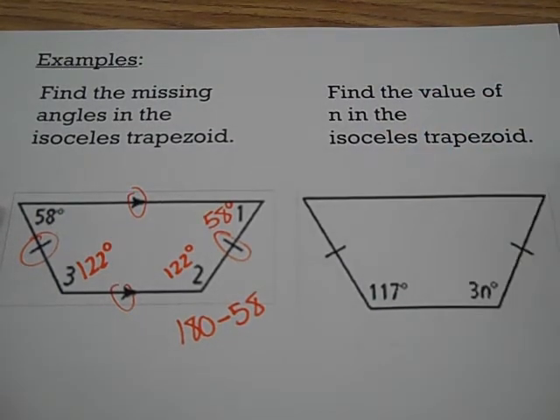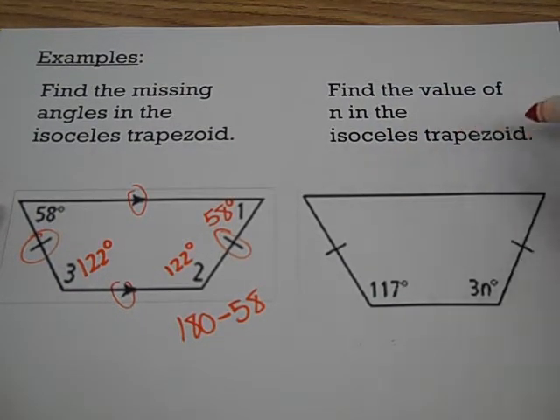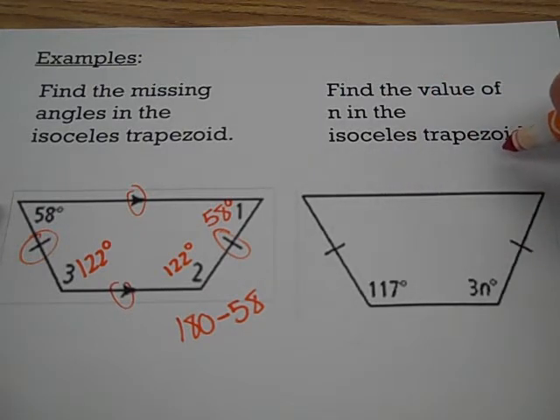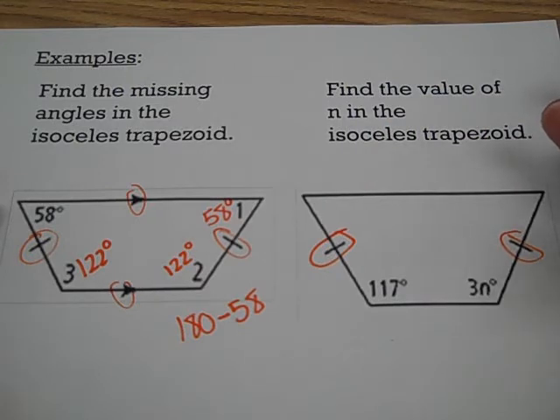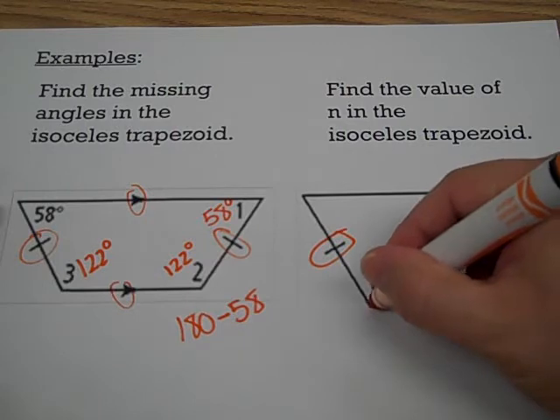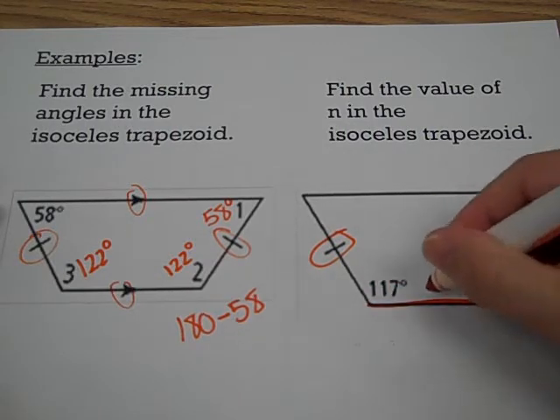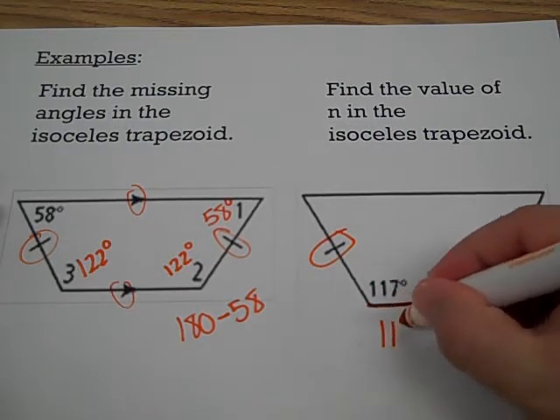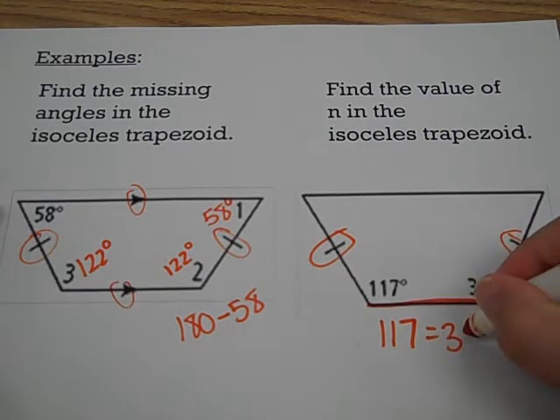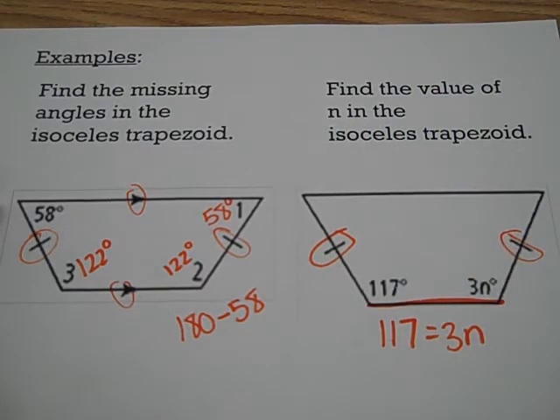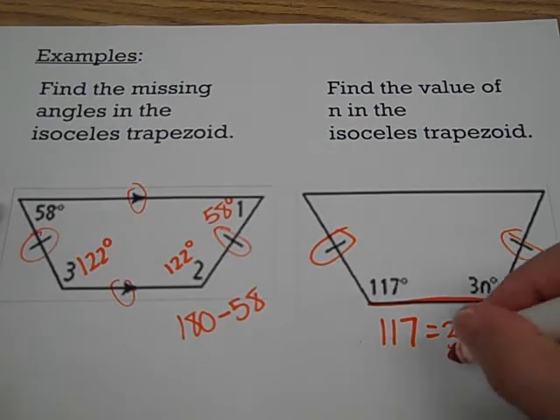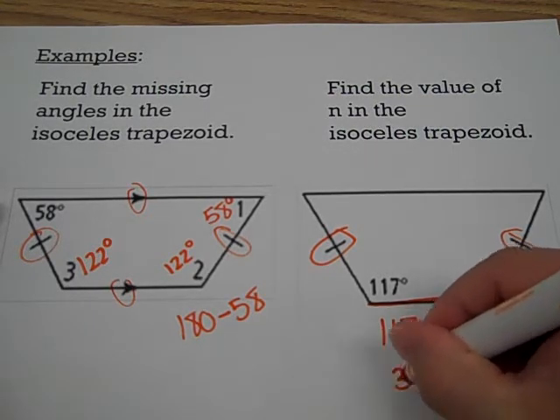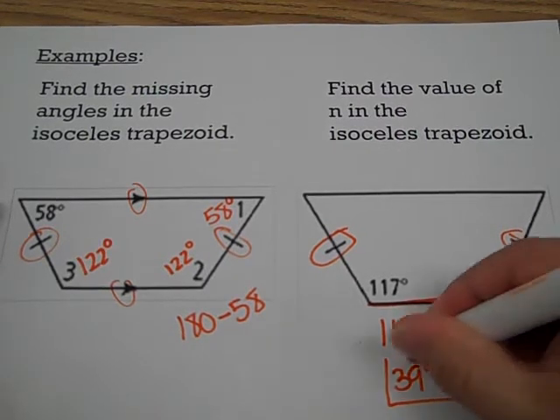We can use that same idea over here. Again, I don't need to know that it's an isosceles trapezoid from the words. I can see that it is one because the sides are congruent. And that makes these two angles associated with this base, and they should be the same. So 117 should be equal to 3n. So we can get that n is 39 degrees.